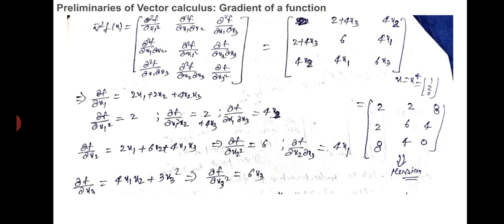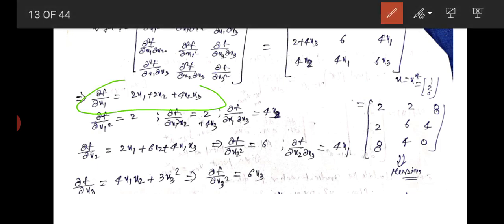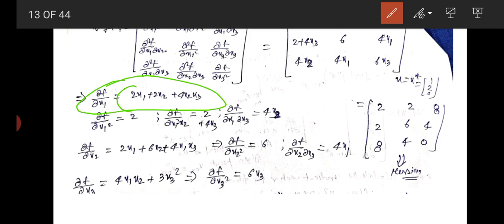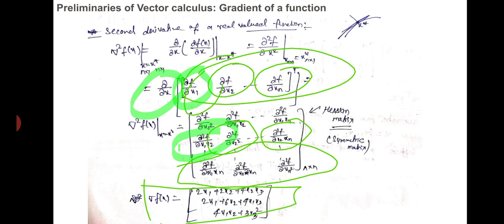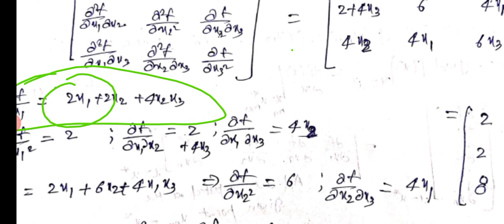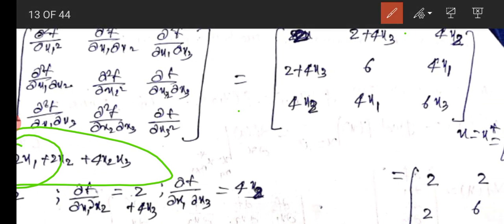The second-order matrix, or the Hessian matrix, is calculated starting with ∂²f/∂x1². You have already calculated ∂f/∂x1. Now you have to find ∂²f/∂x1², so it becomes only 2. Okay, it becomes only 2 here, right? You can visualize it here.